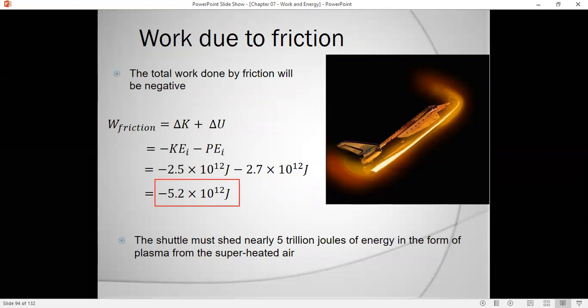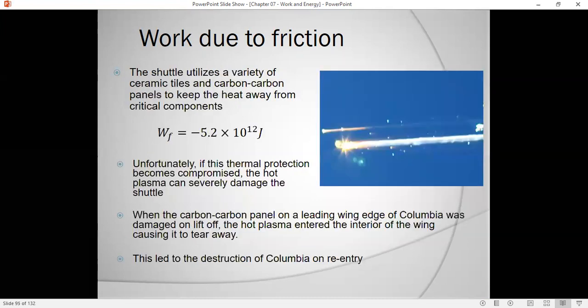But again, where this energy was going was primarily in the form of heat that would superheat the air. Air, of course, is a gas, but it heated into a plasma state. And the plasma would in turn heat the shuttle, but it would have these protective tiles, which would block too much heat from entering the shuttle itself.